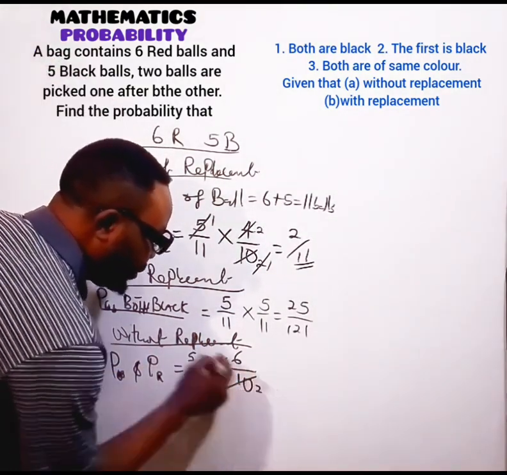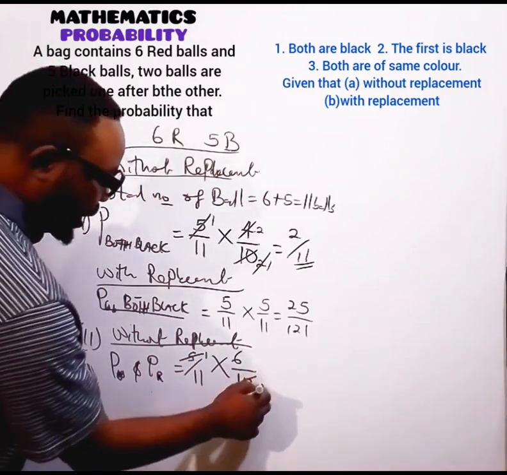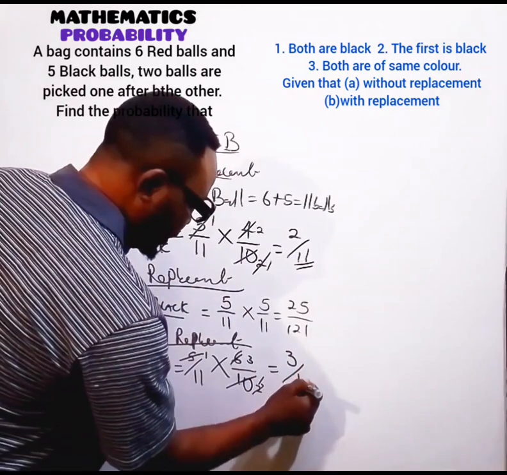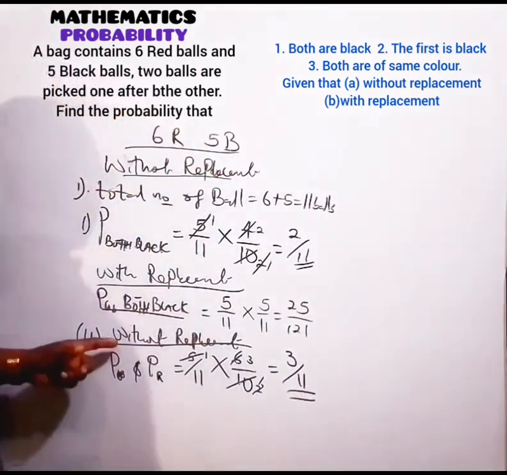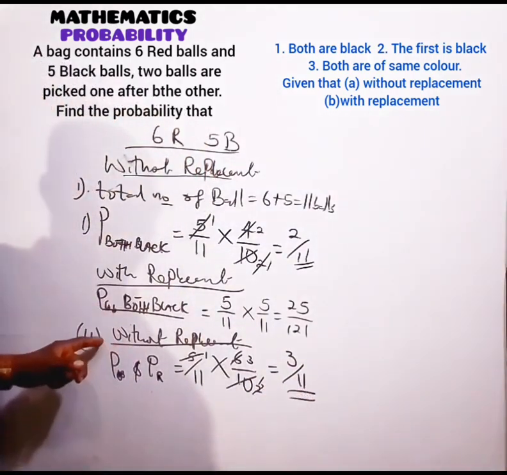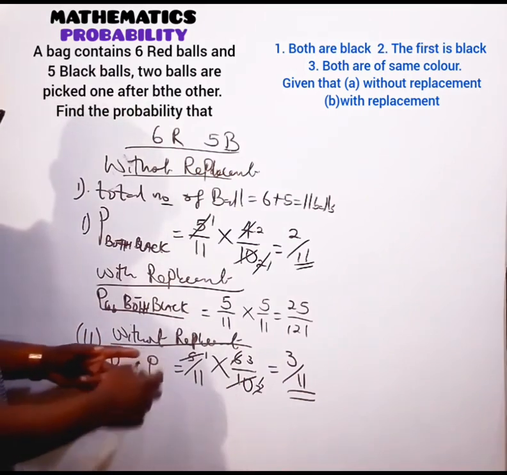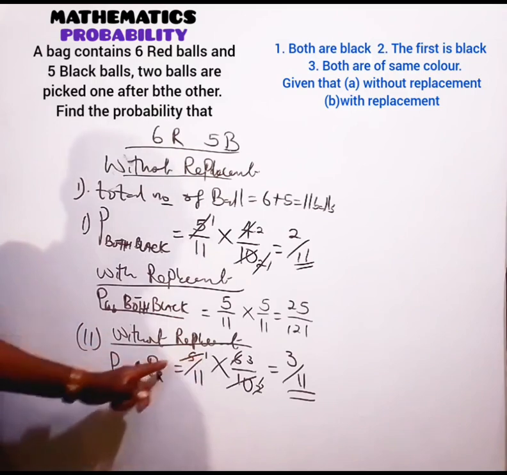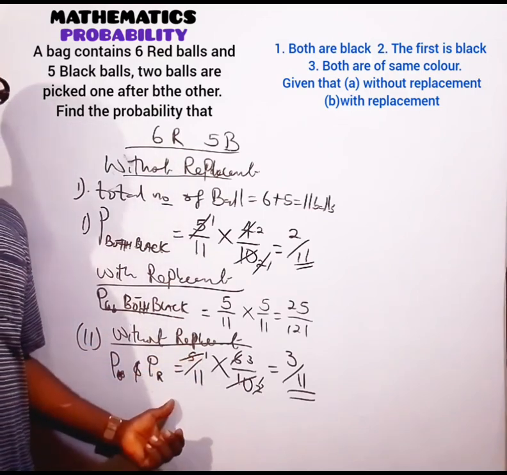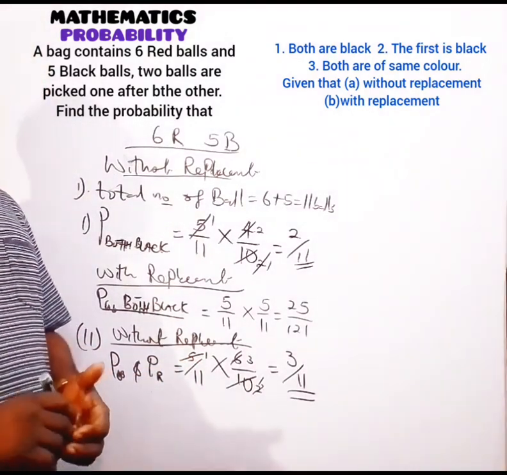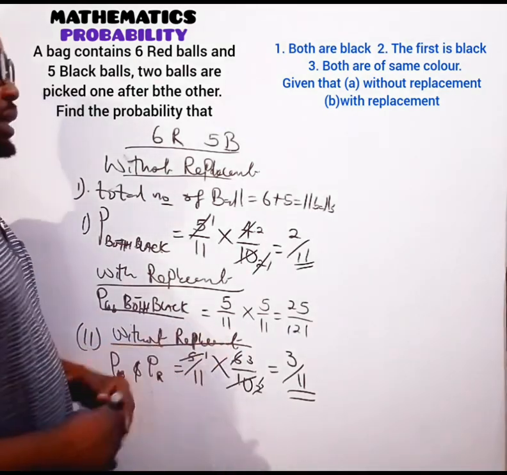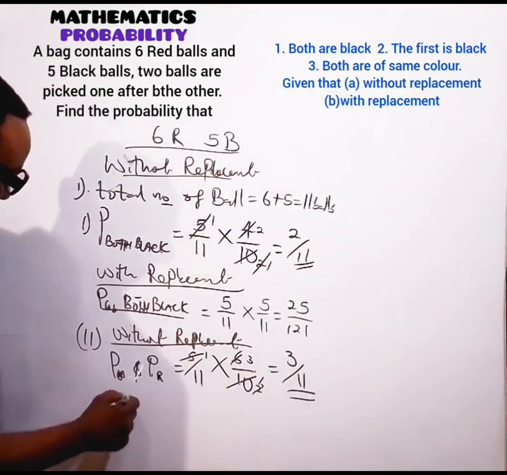5 here, 2, 5 here, 1, 2 here, 1, 2 here, 3. So that will become 3/11. That is when you have the first ball being black, and the second being red, without replacement. That is 3/11.